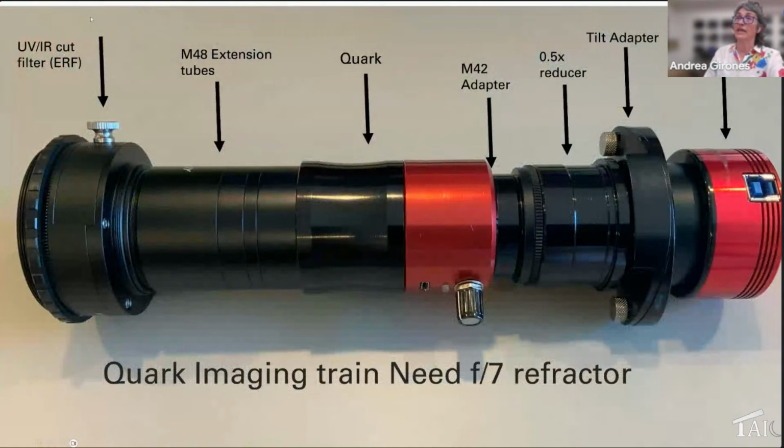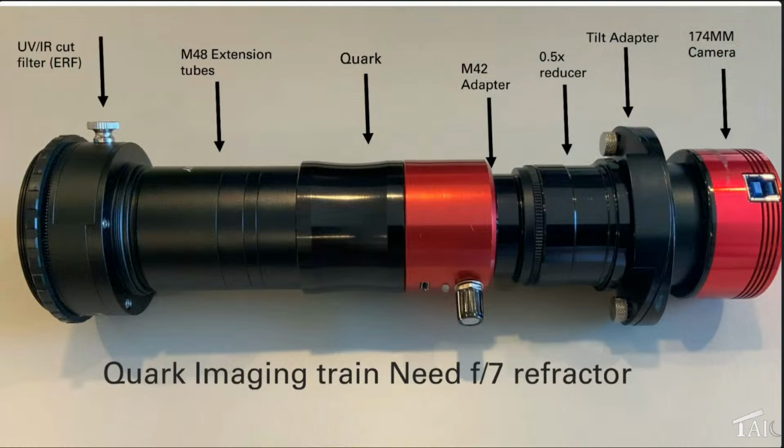All right, so this is the whole imaging train I came up with. I have my filter, the UV-IR cut filter. I have several M48 extension tubes, and they will thread into the base of the Quark. Then you see the Quark is the black piece and the red with the little knob, and the knob is a power, and then you can adjust the wavelength with this little knob. You do need to power the Quark. You need to have it plugged in.